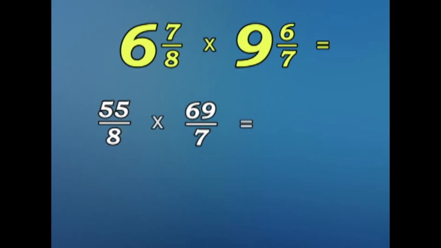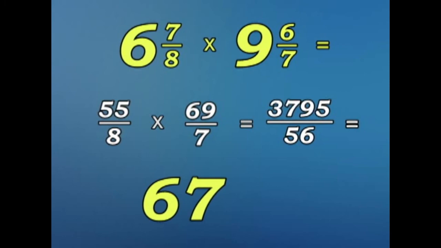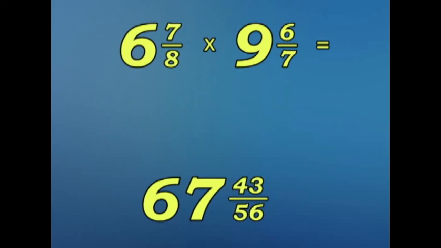So now we have 55/8 times 69/7 equals, wow, 3,795/56. How many times does 56 go into 3,795? 67 times, with 43 left over. So the answer becomes 67 and 43/56.